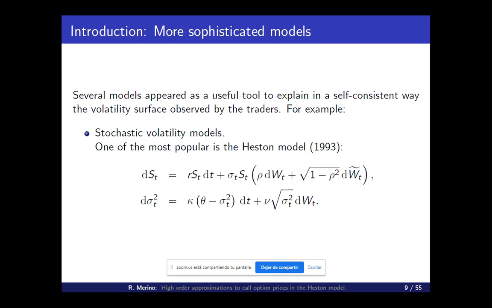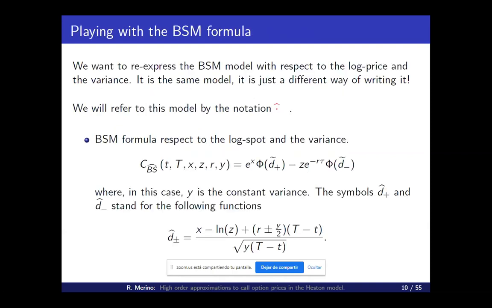The decomposition formula, which is the approximation that we are going to use, can be utilized to expand different types of models, but this is something we are not going to talk about today. One of the first things that we need to do is just formatting for convenience. We rearrange the Black-Scholes-Merton formula a little bit, and we're going to express it with respect to the log spot and the variance. It's just because the calculations are a little bit easier when it depends on the log spot and the variance.